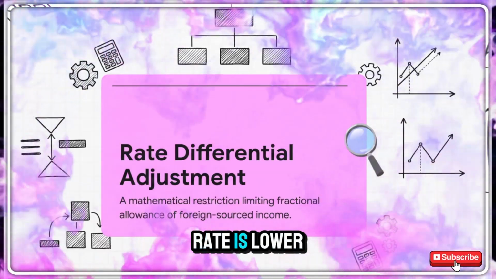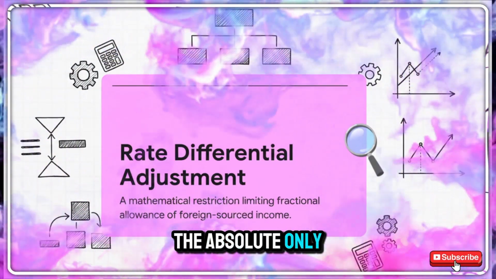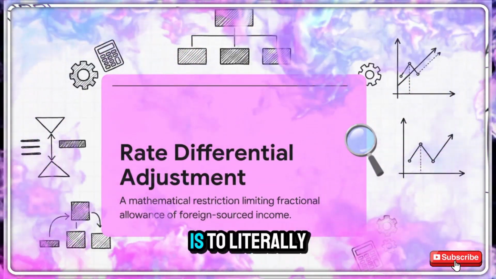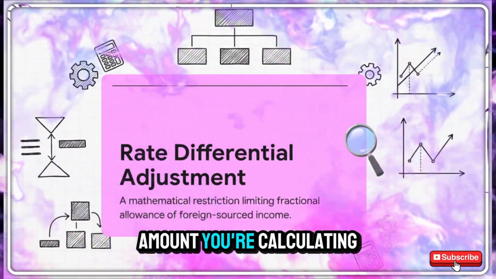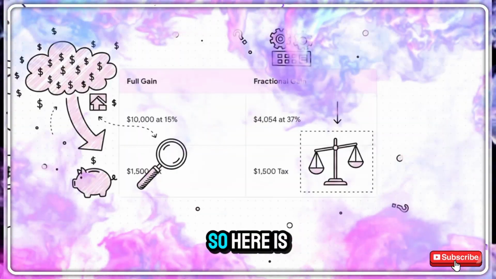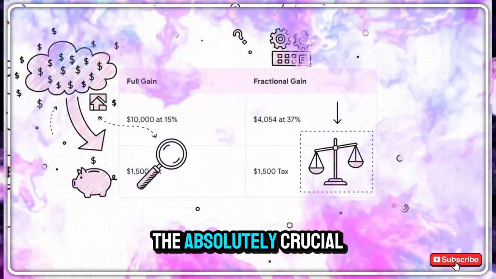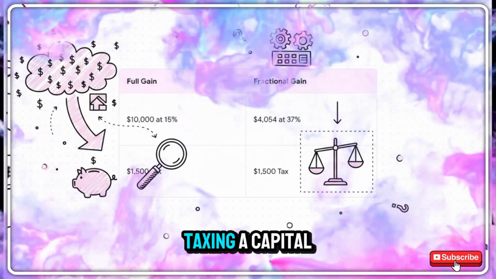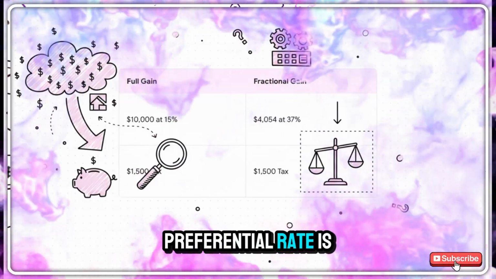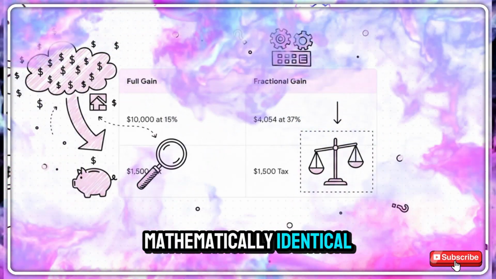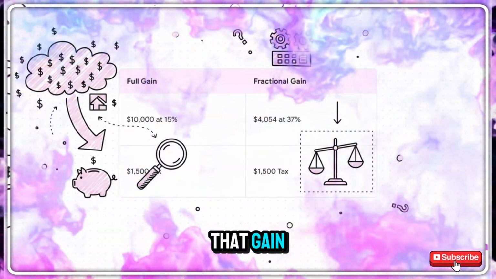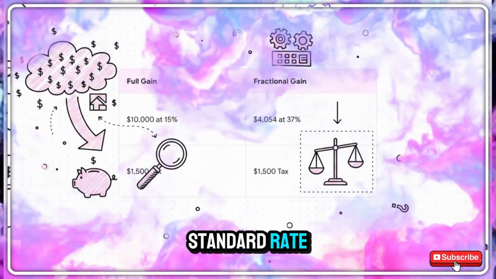Look, if the rate is lower, the absolute only way to treat it equally alongside standard income in a unified calculation is to literally shrink the principal amount you're calculating. Let's look at the exact math on how this plays out. So, here is the absolutely crucial takeaway. Taxing a capital gain at a lower preferential rate is mathematically identical to taxing a much smaller specific fraction of that gain at the highest standard rate.